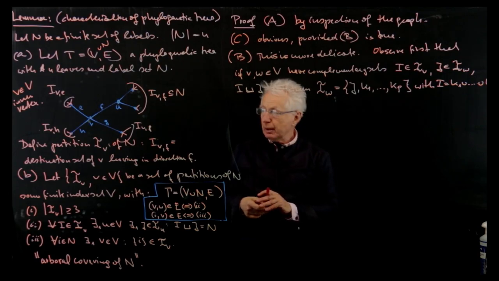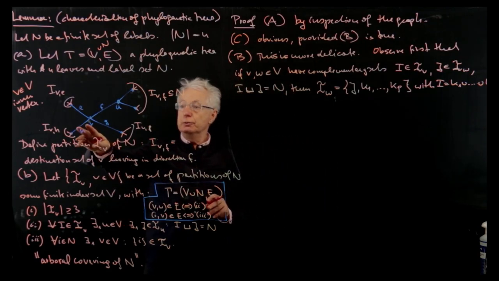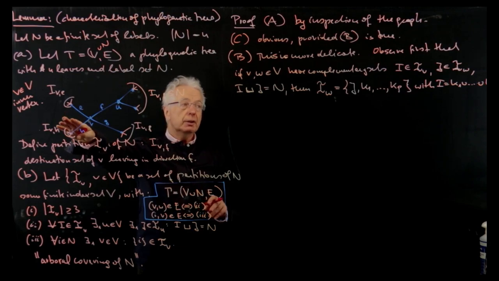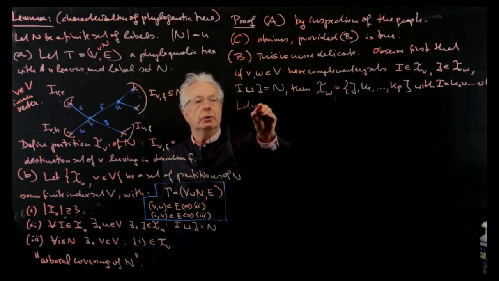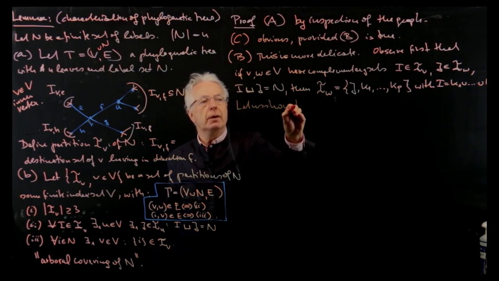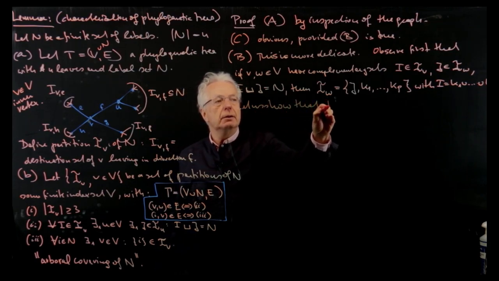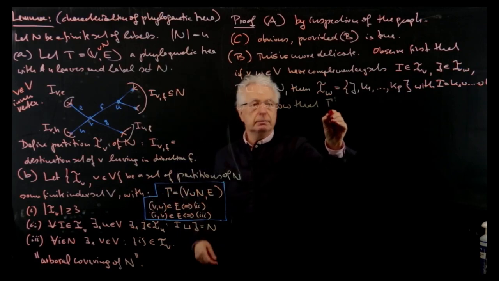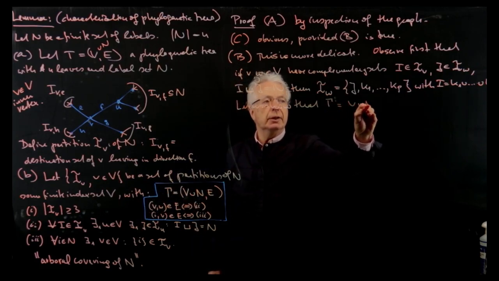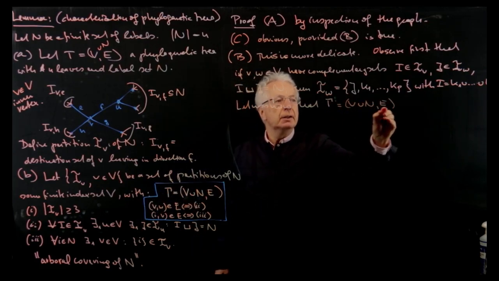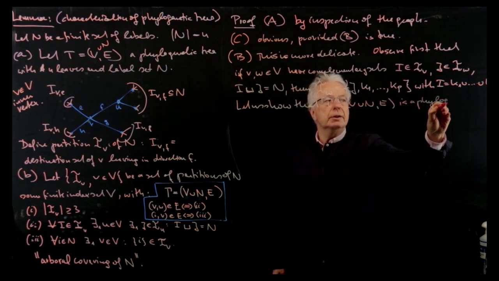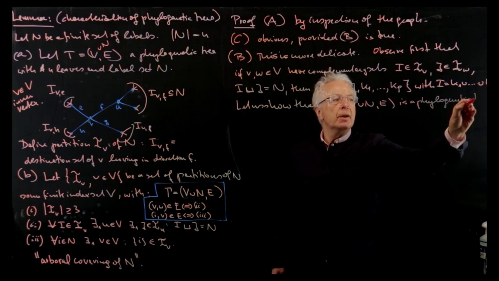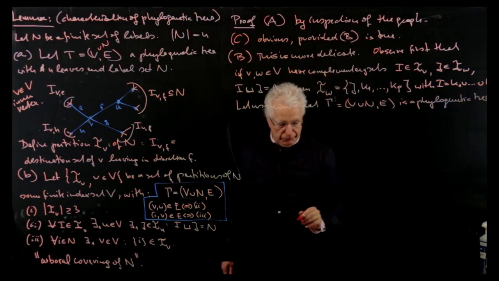So there are several things to prove. First, let us show that gamma equals V union N, E is a phylogenetic tree. And this goes in several steps.